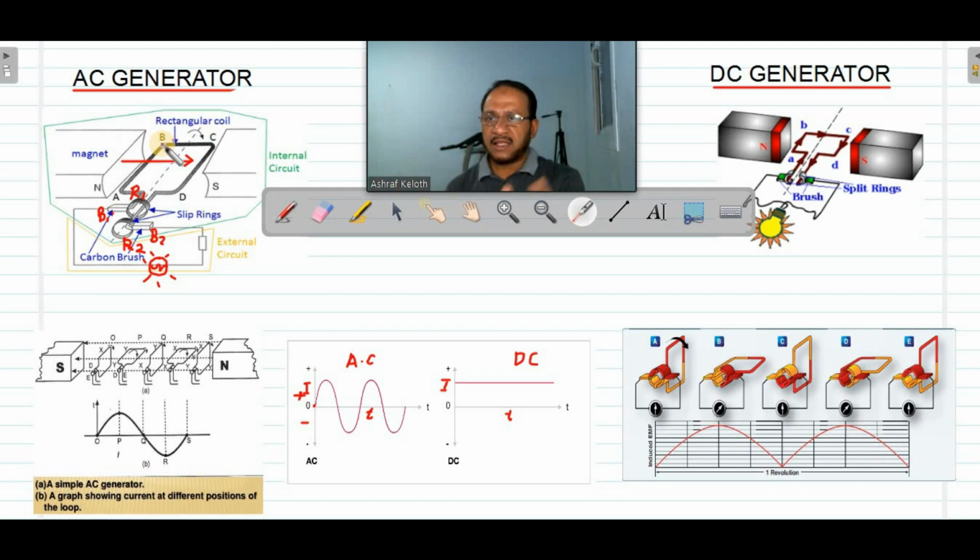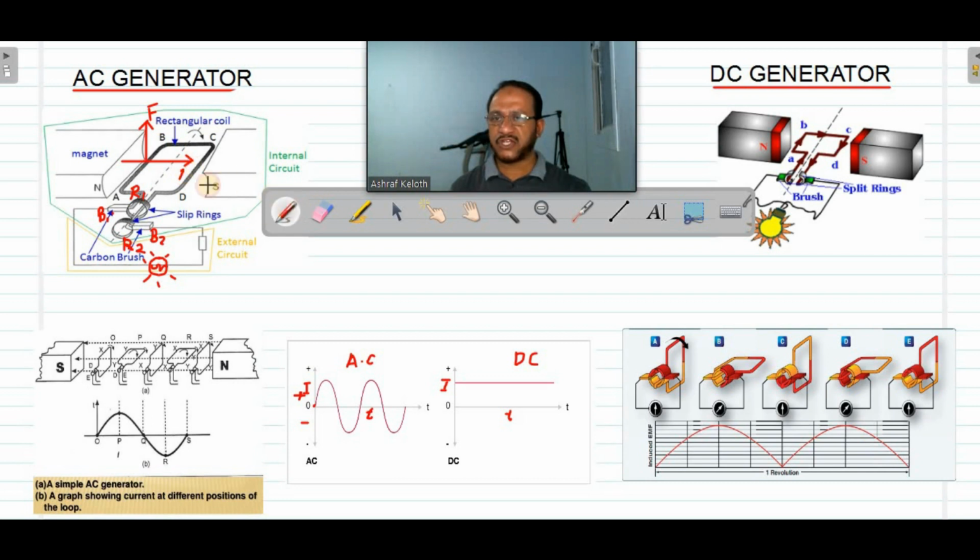And the side AB, when we rotate the axle like this, as per this arrow, the side AB will be moving upward. The side AB will be moving upward, this direction. So your thumb should be in this direction. Motion of the conductor is upward. That is force acting, F. Magnetic field is this one, B, that is from north to south.